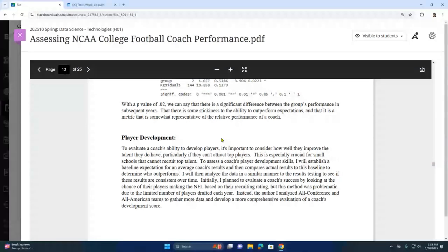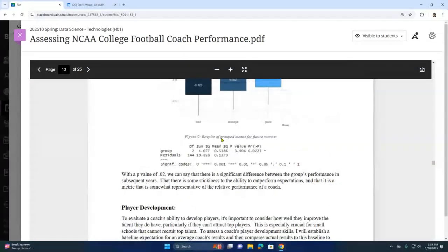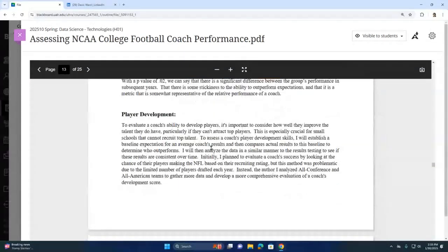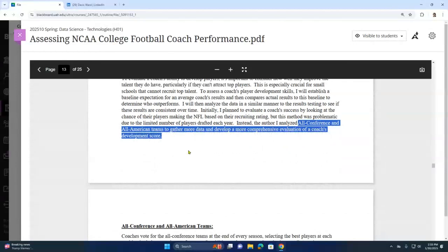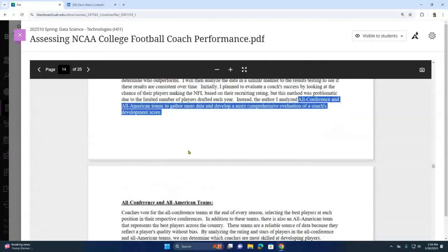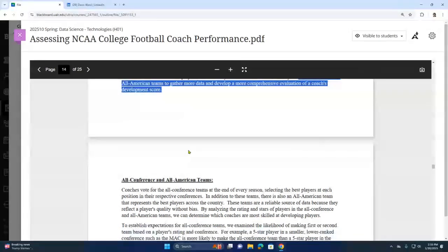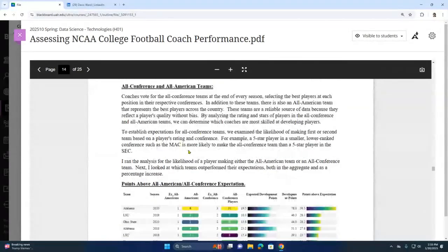And I want to watch the time here. So if you look through the rest of the paper, he then switches to player development, and it turns out he collected information on how many of a coach's players went to the All-Conference and All-American teams.